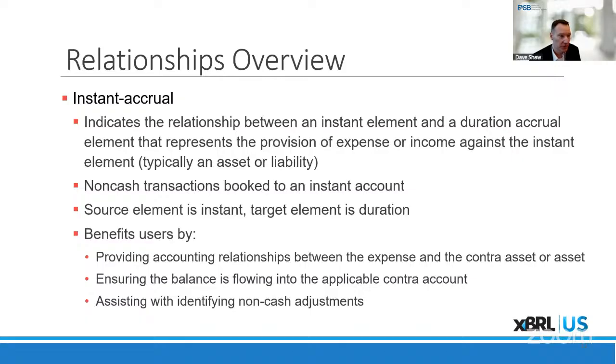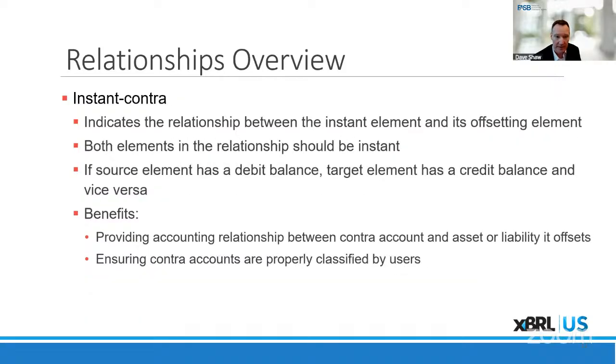So the next relationship to cover is the instant contra. And this relationship is between the two instant elements, the instant and its offset. And as I said, both elements in this relationship are instant. And for this relationship, if the source or parent element has a debit balance, then the target or child element will have a credit balance, and vice versa applies.